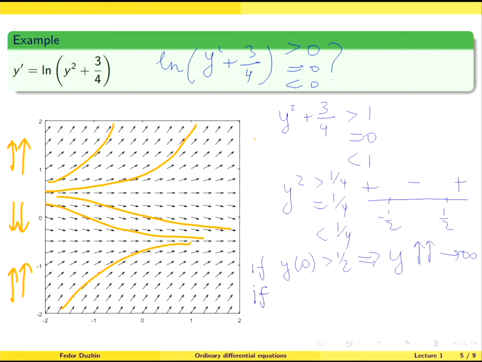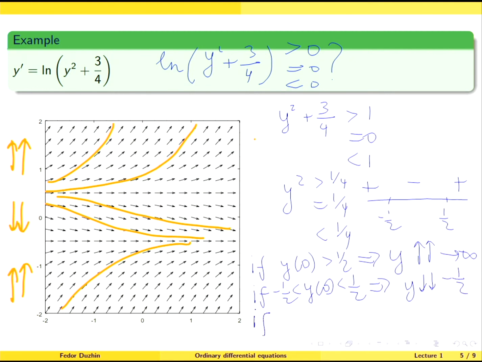So if y of 0 is between negative 1/2 and 1/2, then y is decreasing, and it is decreasing towards negative 1/2. This is what we see from the picture, negative 1/2.